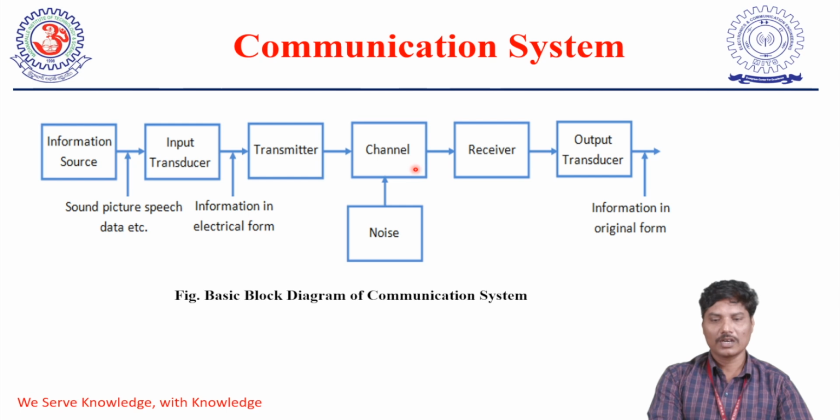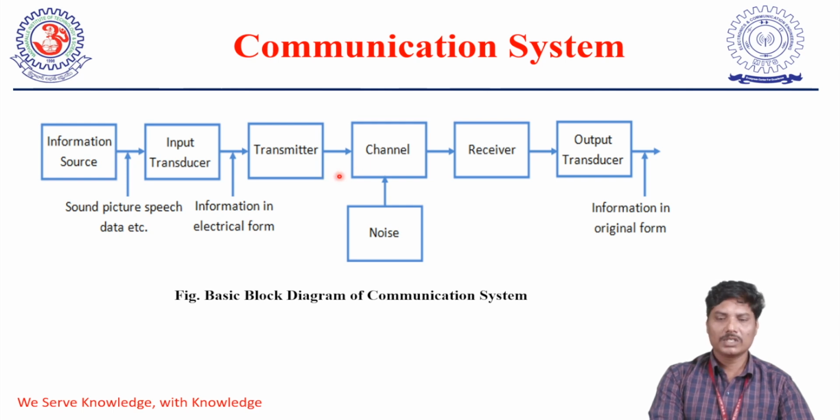Next, it is the channel. What is a channel? That is the communication channel. In order to communicate the information from source to the destination, we need a connection between the transmitter and the receiver. And this channel we call the communication channel.